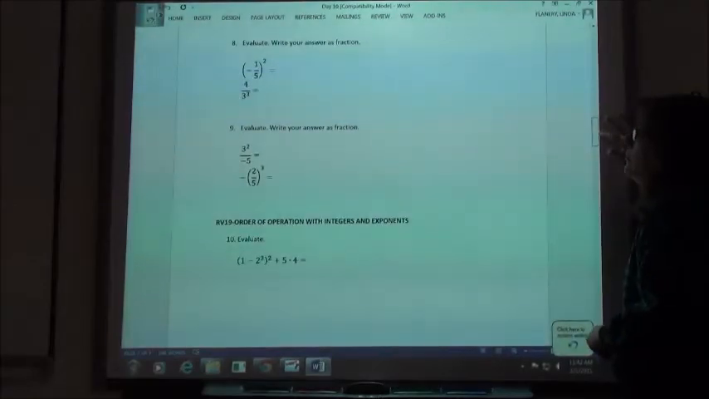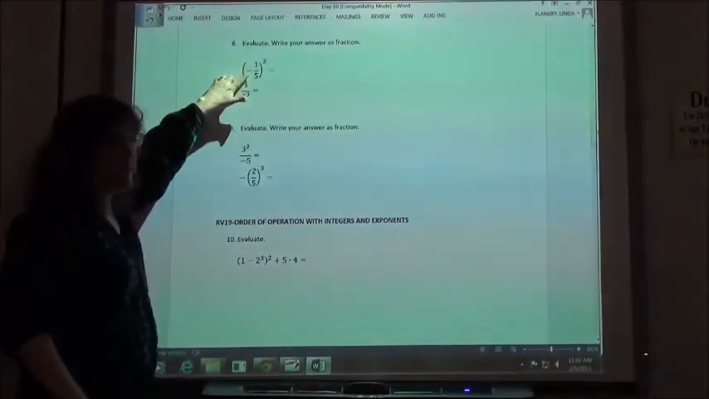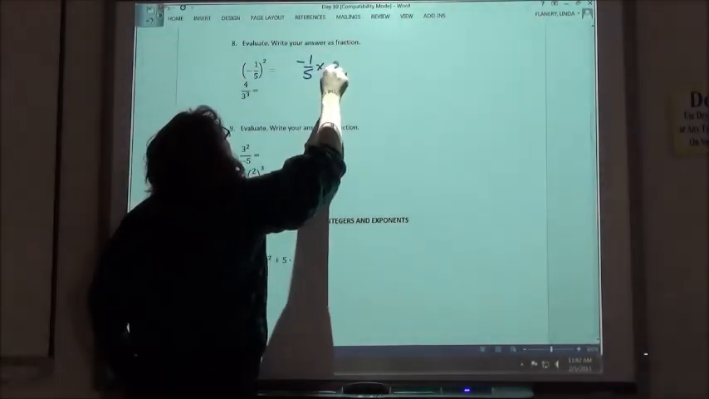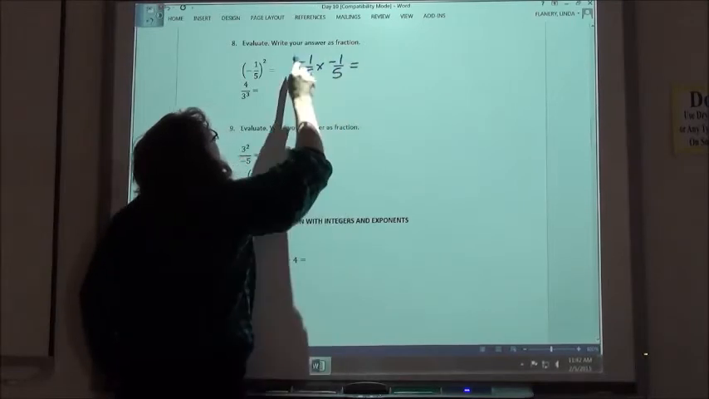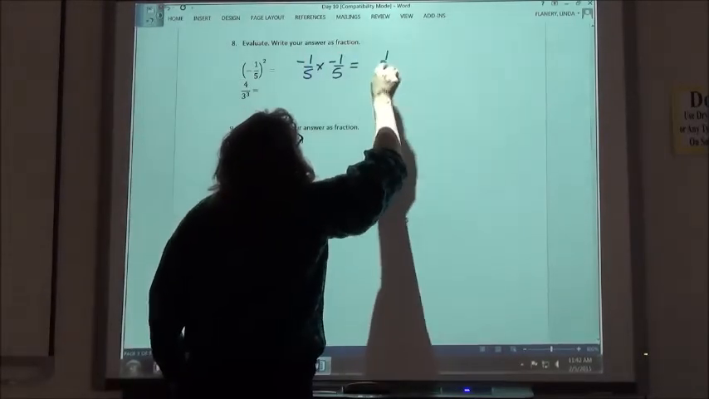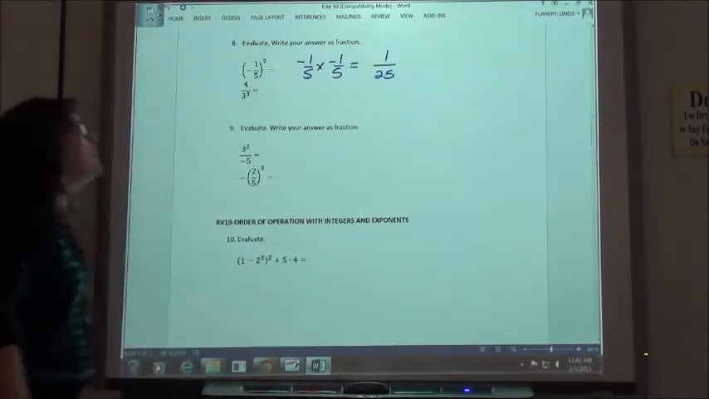Number 8. This one, the negative is in the parentheses. So it means a negative 1/5 times a second negative 1/5. And a negative times a negative makes that a positive. 1 times 1 is 1. 5 times 5 is 25. So I get 1/25 for my answer.